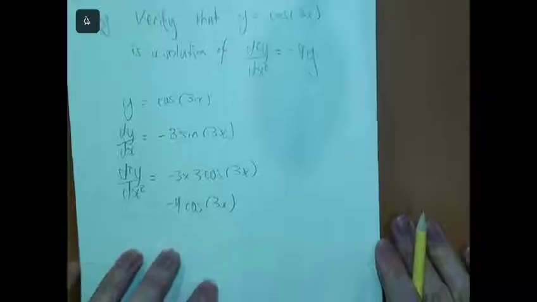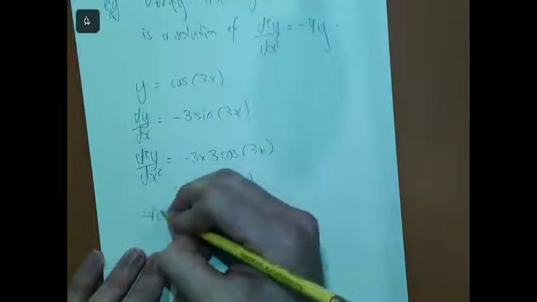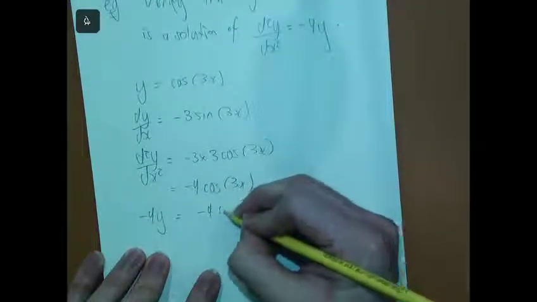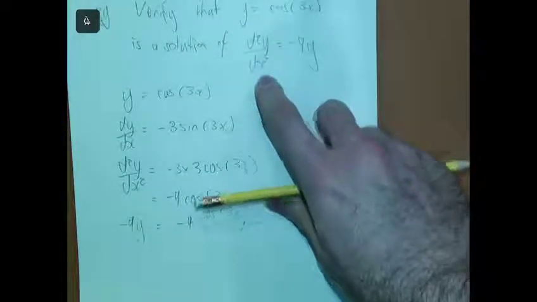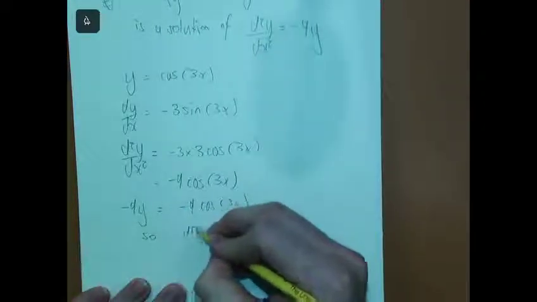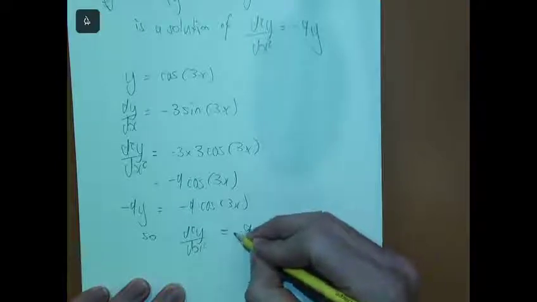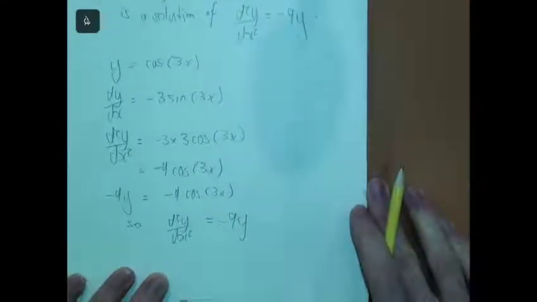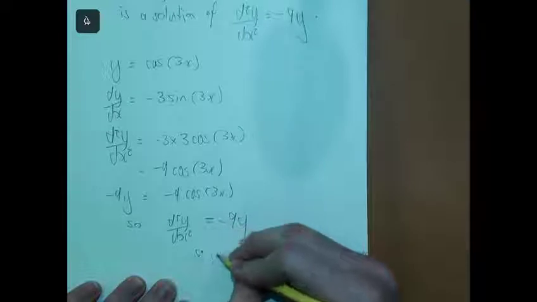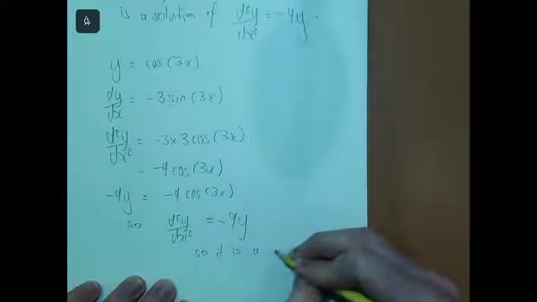Sweet. On the other hand, minus 9y is indeed minus 9 cos 3x. So this part here is the same as this part here. So d squared y on dx squared is in fact minus 9y, so it is a solution.